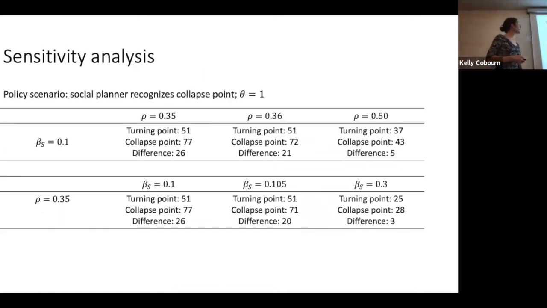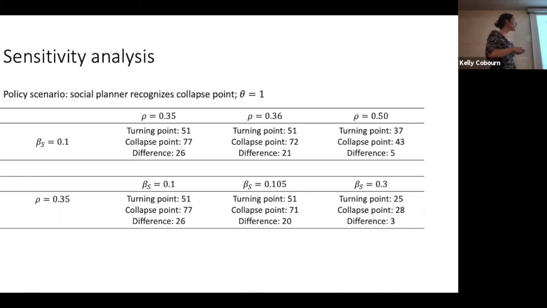We also look at some sensitivity analysis with respect to the parameters in the CES production function. So I've gone back to the initial scenario here where the social planner recognizes the collapse point, and they capture the ecosystem services locally, so theta is equal to 1. And we look at small changes in the substitution parameter and then a larger change in the substitution parameter. And then we also look at changes in the share parameter in the CES production function.